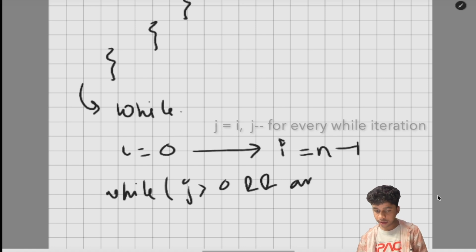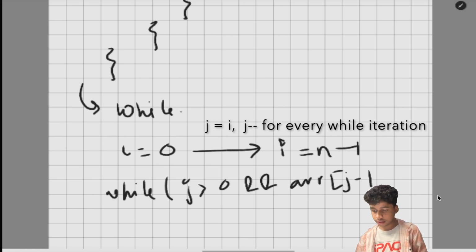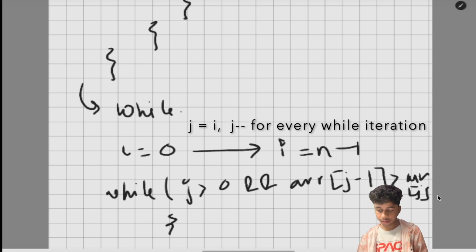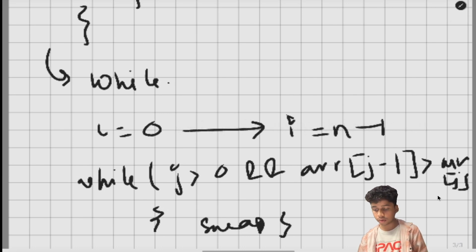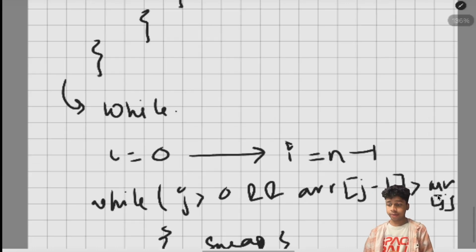and compare if array of j minus 1 is greater than array of j, then put in your swapping thing, and your array gets sorted.